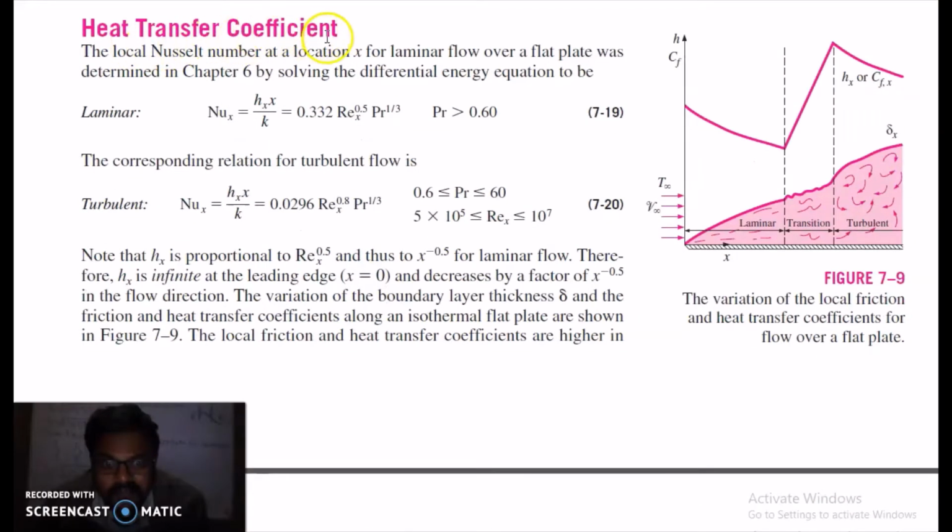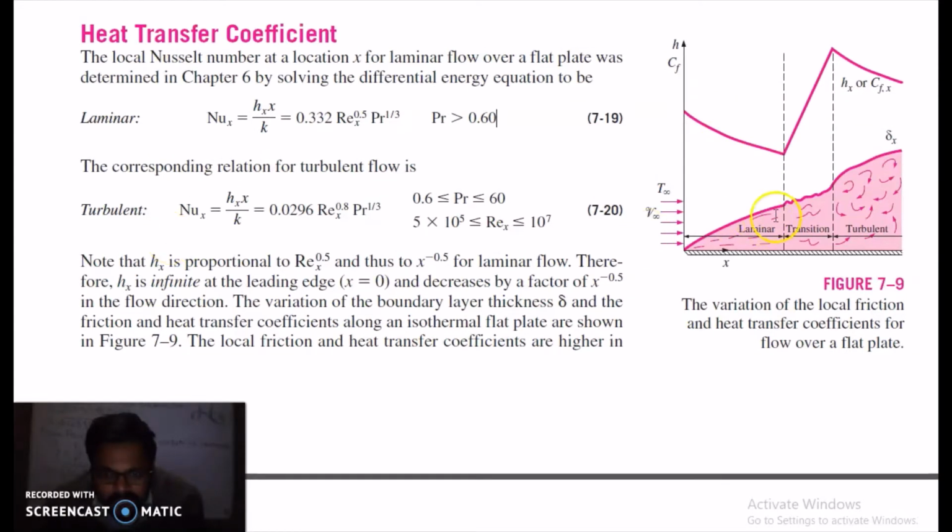Heat transfer coefficient. The local Nusselt number at location x for laminar flow over a plate was determined by this relation, which we had already calculated, for Prandtl number greater than 0.6. So this is the variation of your heat transfer coefficient. This is the transition region and this is the turbulent region. For the turbulent region, this is your Nusselt number.